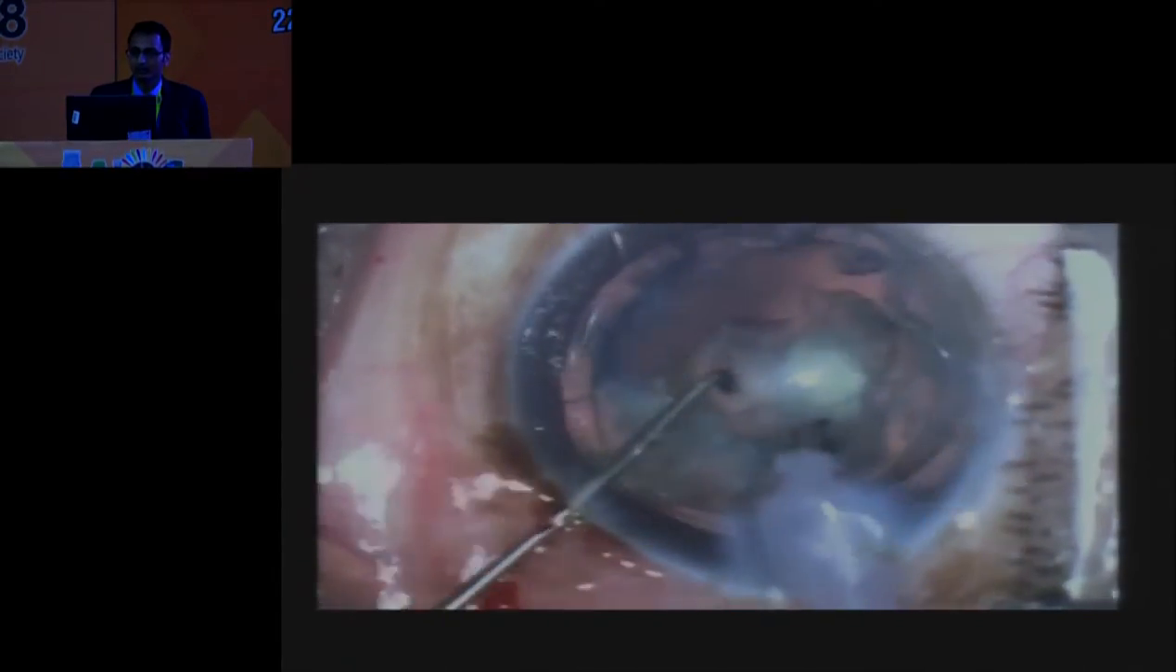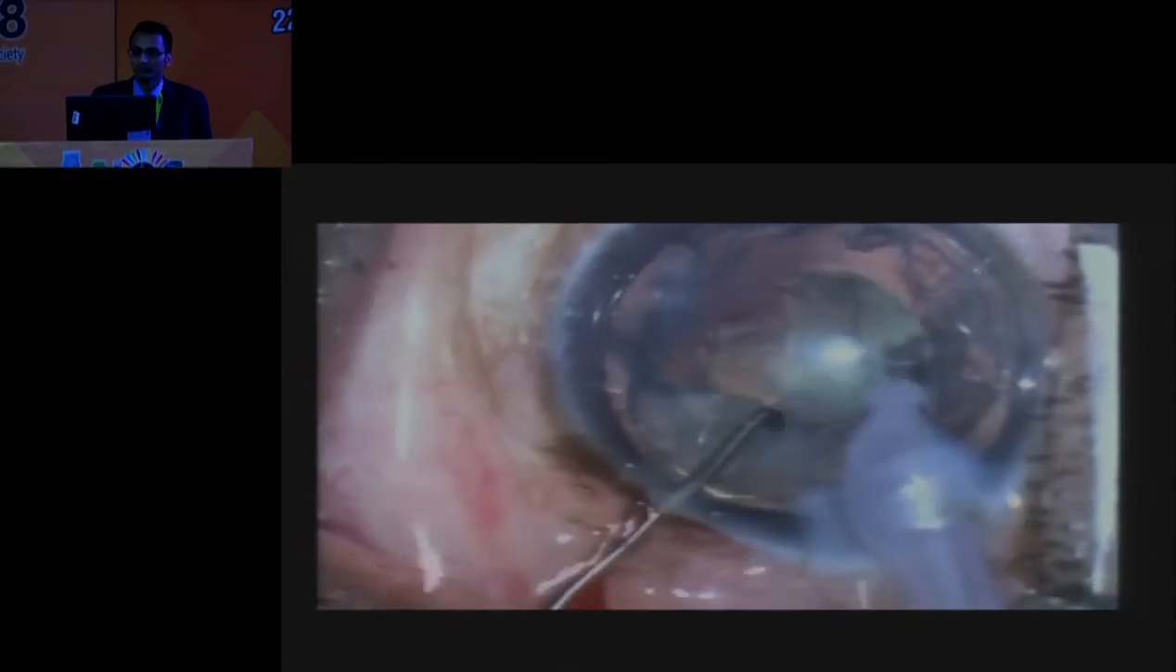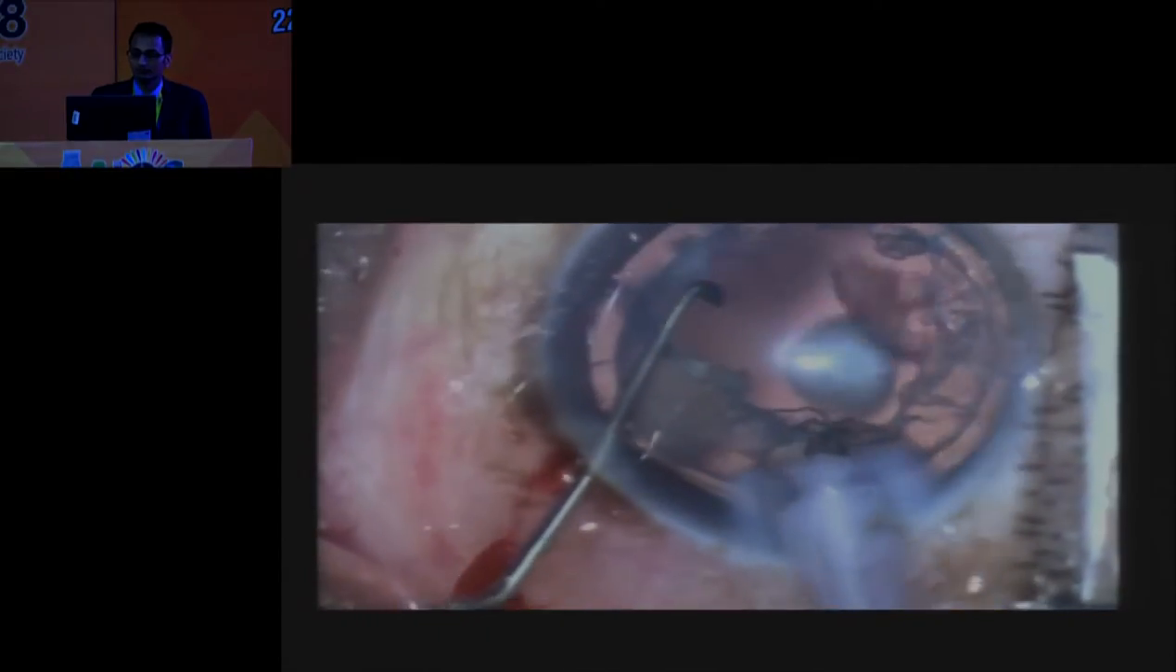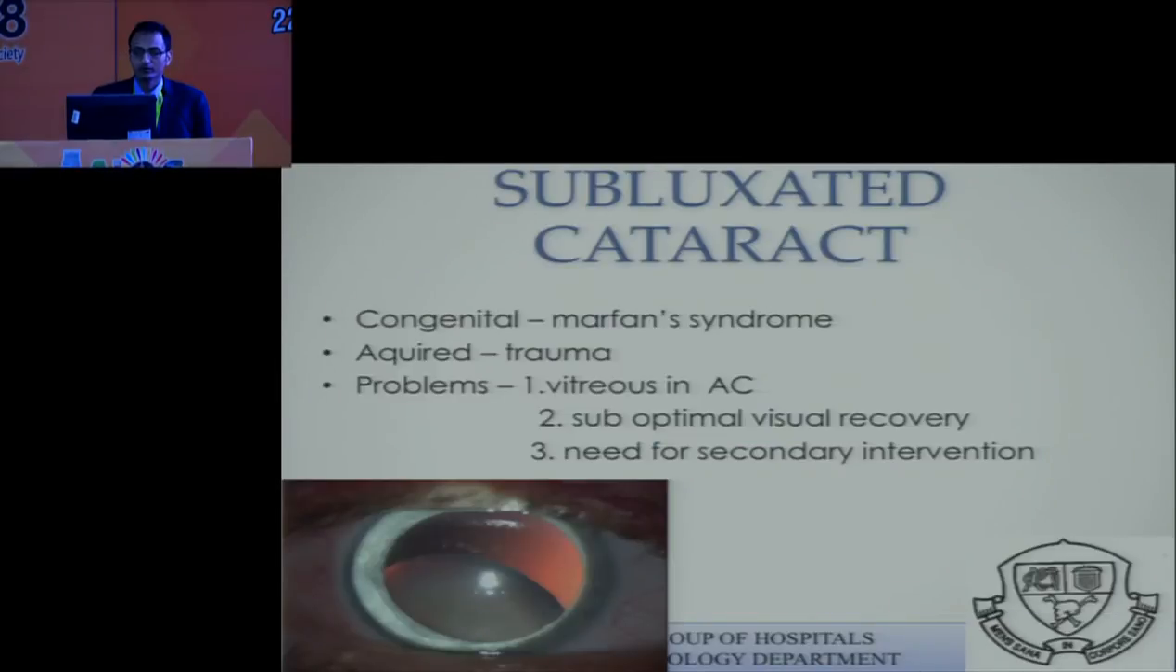This is the nucleus that has been taken out. Your chopper plays a very important role in this. This is what we can do.